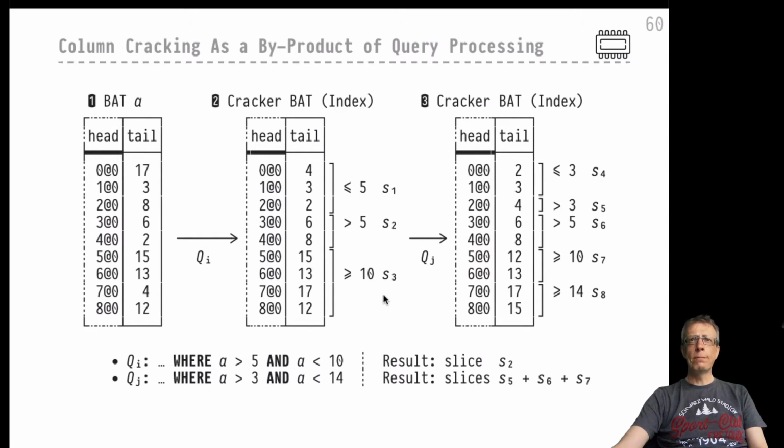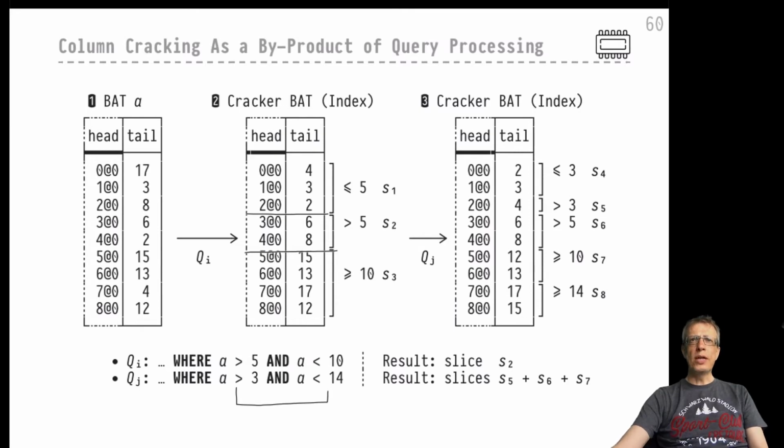All right. So now the next time the next query QJ comes, we can build on this cracker BAT because it's already present, and we can of course exploit that we know, for example, that slice S2 holds all the values inside this range, and this range falls into this queried range here. So we know that all of the values inside this particular slice will indeed be a match, and they could be part of the result immediately.